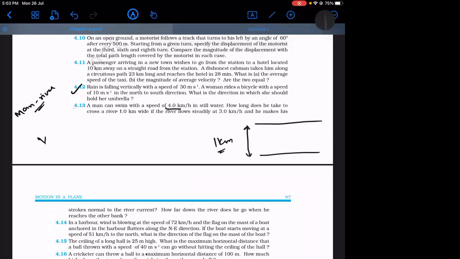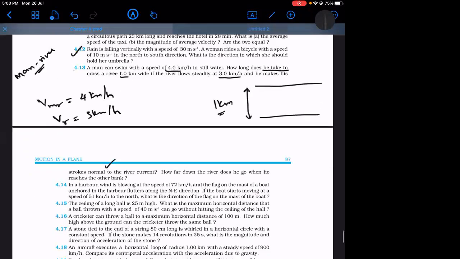So velocity of man with respect to river is 4 km/h. How long does he take to cross the river, which is 1 km wide, if the river flows steadily at a rate of 3 km/h and he makes strokes normal to the river? Okay. So how long does he take? You guys tell me.